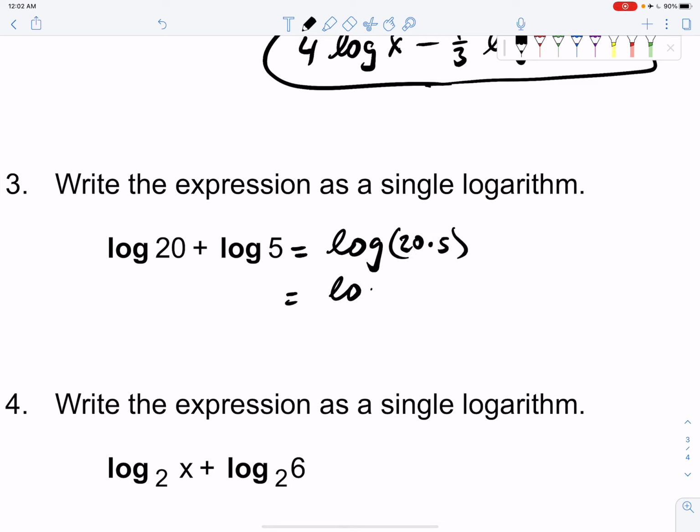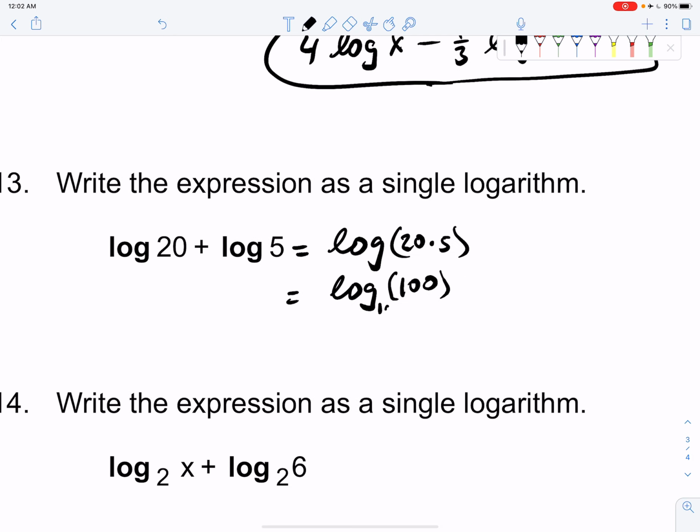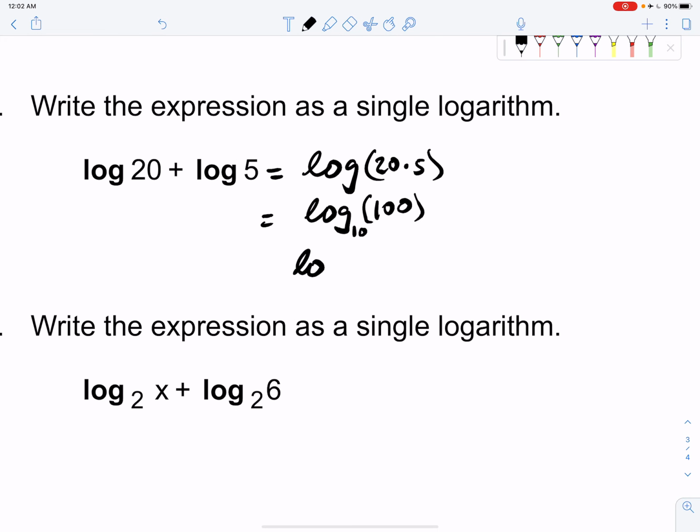Well, we know 20 times 5 is 100. Can that be simplified any further? The answer is yes, because, wait, what's the base? You don't have to put it in, but it might be helpful to remember that it's base 10. And this log base 10, the argument can be written as an exponent: 10 to the second power, which is 100. Now you've got log base 10 and exponential base 10. This leaves us with the answer of 2.